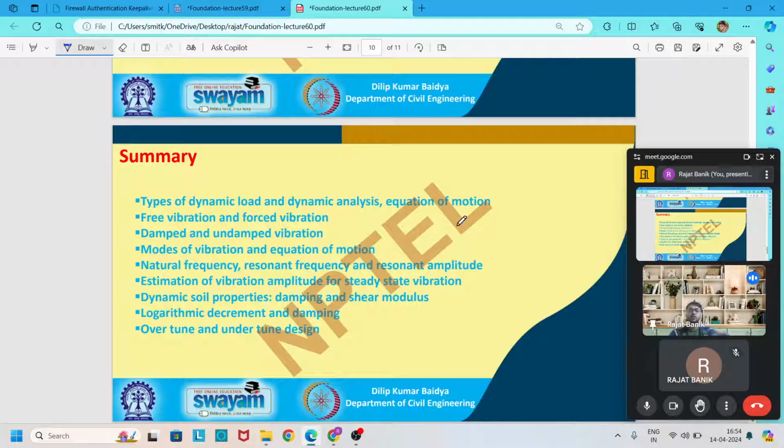We also find out that natural frequency is nothing but ω = √(k/m). Resonant frequency is the frequency which matches with the natural frequency. Due to this, the amplitude of the motion suddenly increases, and this is called the resonant amplitude. Then again, we find out the estimation of the vibration amplitude for steady state vibration.